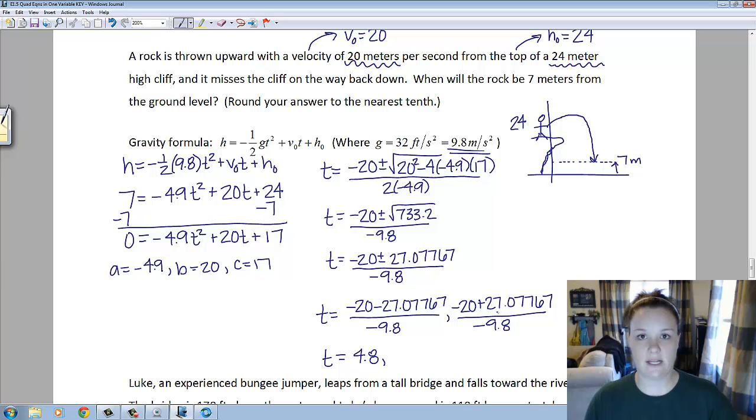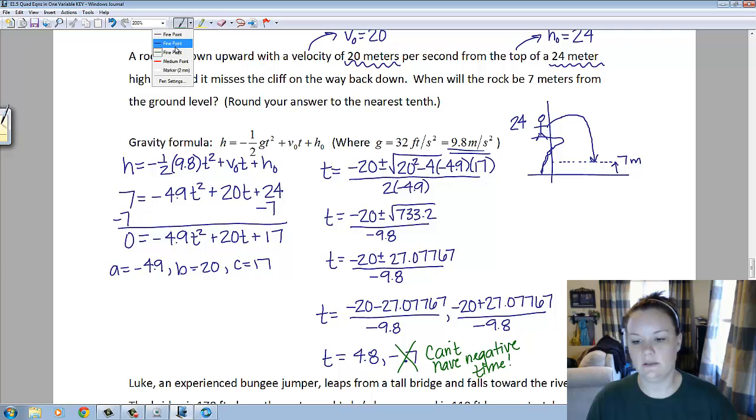Okay, since we're dealing with time, we don't want to end up with a negative answer. We can't have negative time. I'm going to write that here. Can't have negative time. Okay, so let's go ahead and just say that our answer has to be 4.8, which in terms of this problem, remember, we're solving for how many seconds it's going to take for this rock to be 7 meters from the ground. So it's going to take 4.8 seconds.